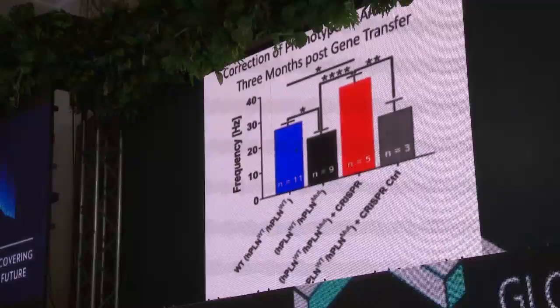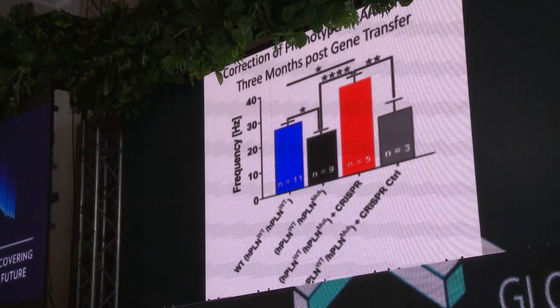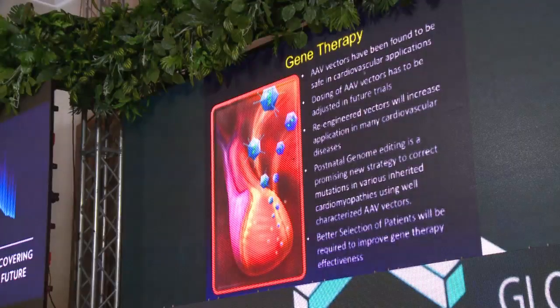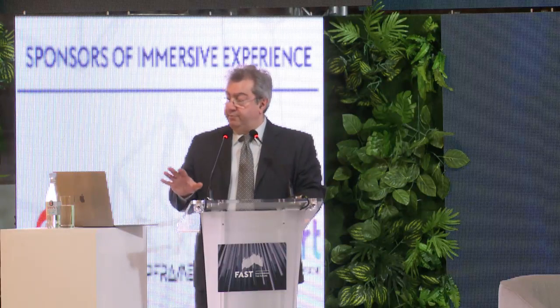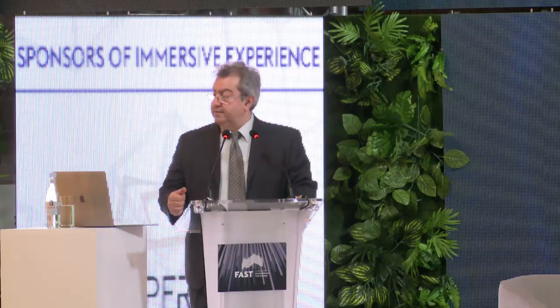So here's the frequency at which you can induce VT in these R14 mice, very low, so very pathogenic. You can correct that using AAV CRISPR. So gene therapy has been found to be safe in cardiovascular applications. There's more and more AAV vector work that's being done in the heart, especially in cardiomyopathies and heart failures. Re-engineered vectors will increase applications in many cardiovascular diseases. Postnatal genome editing is a promising new strategy, and many laboratories are taking advantage of this.